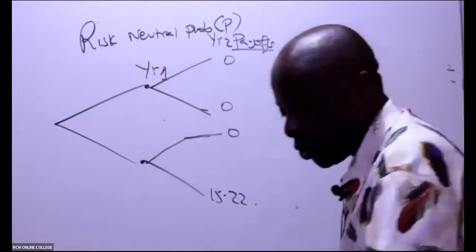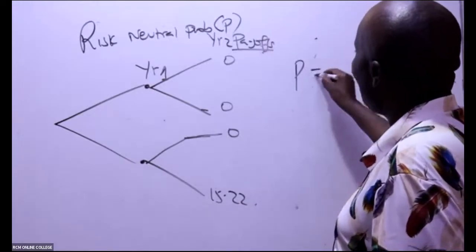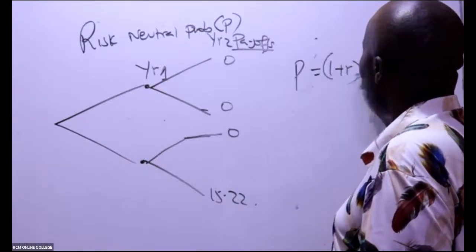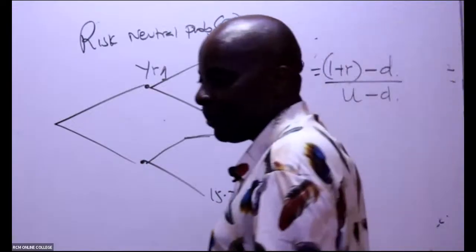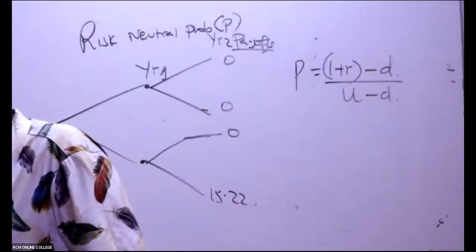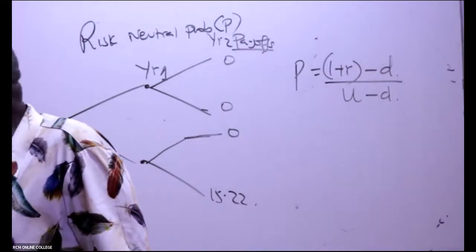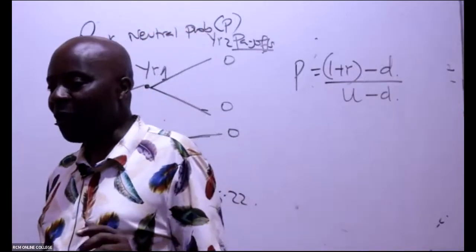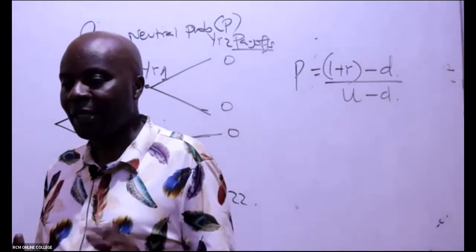What you need to do to get this risk-neutral probability, you will take 1 plus R, you subtract D, all over U minus D. Is there somebody who is able to remember the U and the D? If you can work without the trees, the better. But I think schematic presentation of a work simplifies things.